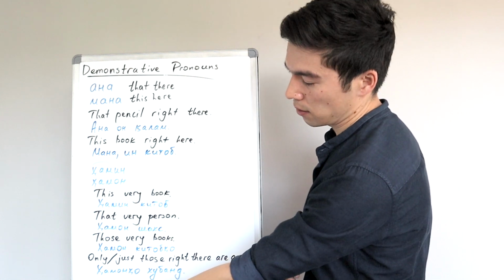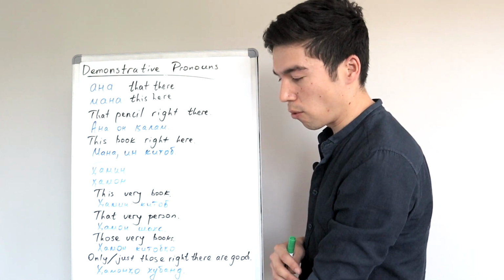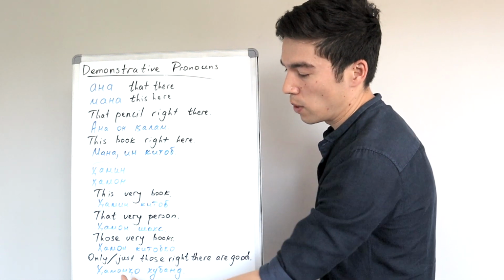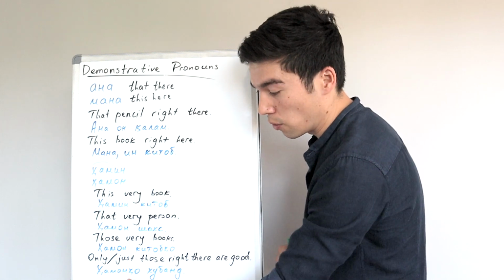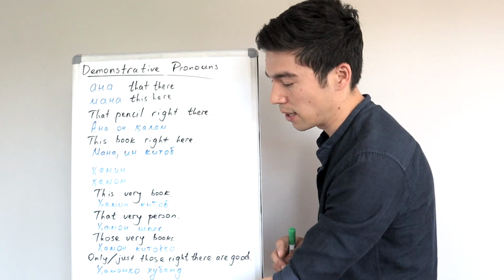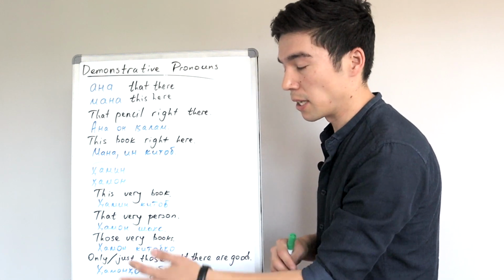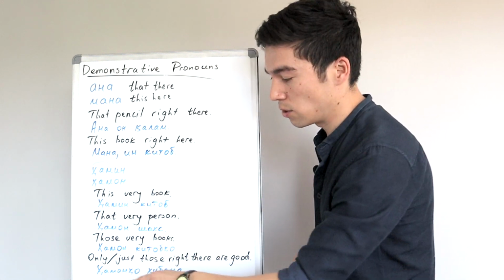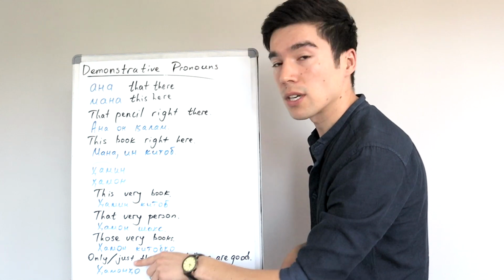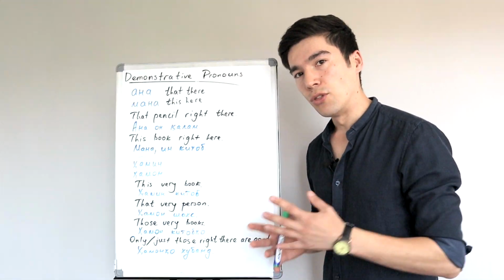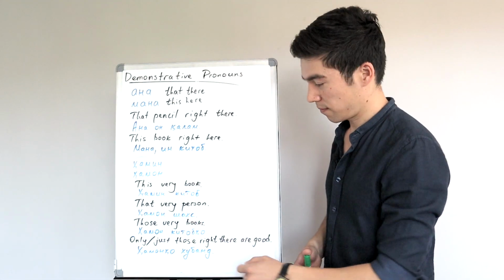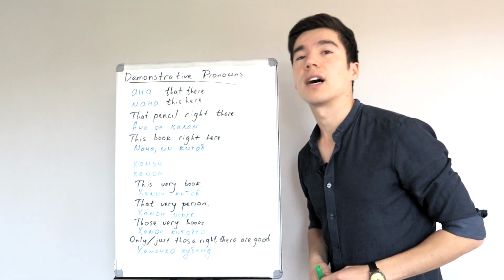For example, look at this one. Hamon-ho khuband. Once you use ho, hamon-ho, you don't need a noun after that. You don't need to say kitob-ho. Hamon-ho khuband. But if you use kitob-ho, then you don't need ho here. Hamon kitob-ho khuband. Those books right there are good.